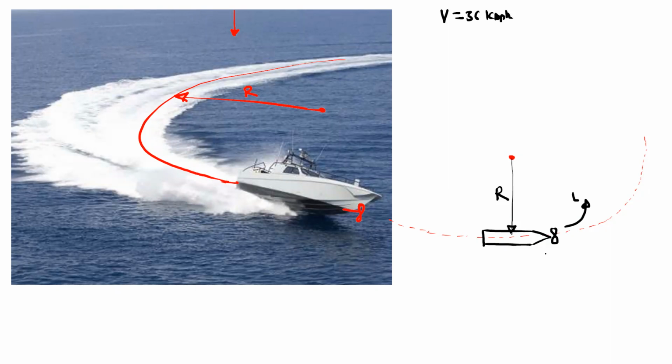That speed is nothing but this speed V. It is the speed with which the ship is moving in the forward direction, so it is the sailing speed. This is V, which is 36 kmph. You can convert this into meter per second. So this is 10 meter per second. Just multiply this by 5 by 18, and that will be in meter per second.